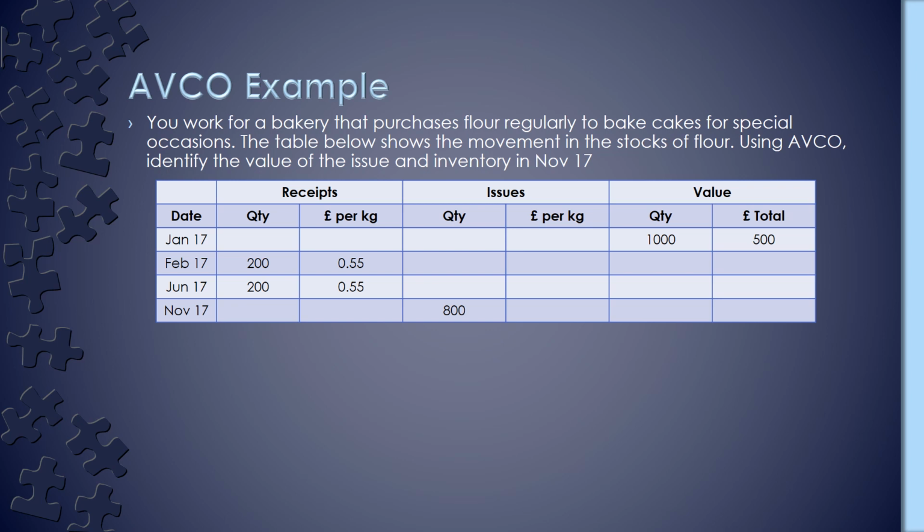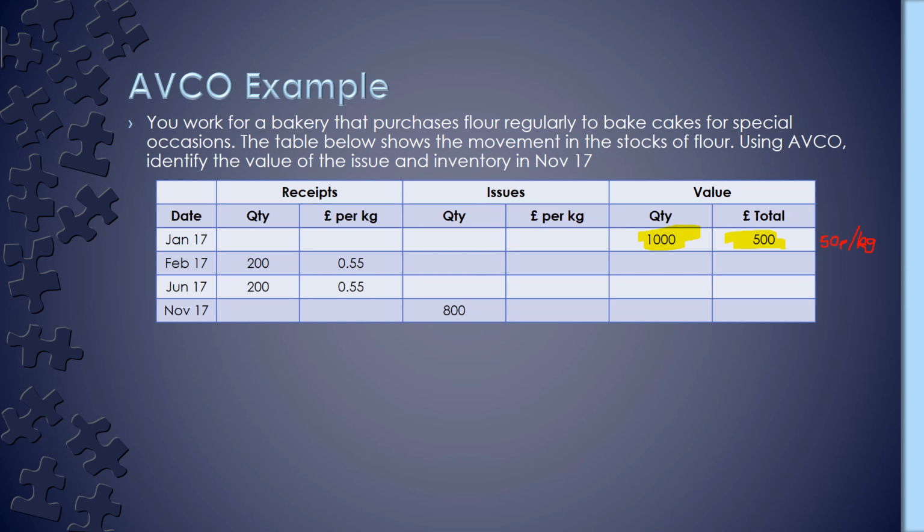Okay, so here we can see that we are given a balance as at January here. So we have 1,000 kilos of flour in our inventory, and that has a value of £500. So straight away we can see that we have a 50p per kilo price tag.